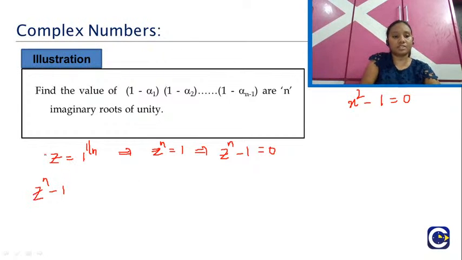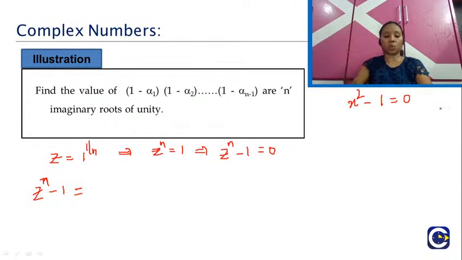So here, this is our nth root of a complex number. After solving it, what will be my equation here? That is z power n minus 1 equal to 0. I'll compare it with our quadratic form so that it is easy for you to understand. So here's x square minus 1 is equal to 0.